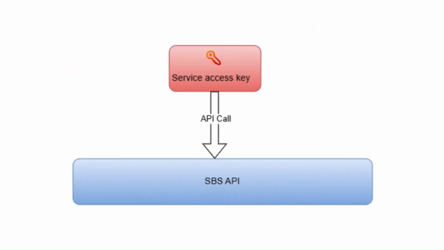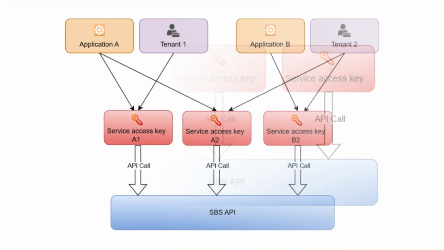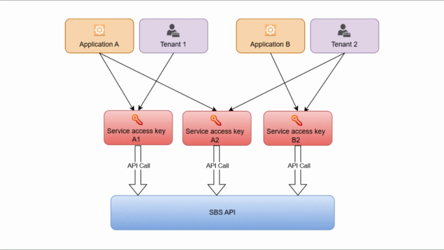To call an API, you typically need some form of authentication like a token or a service access key. SBS provides access to its APIs based on service access keys or tokens. Service access keys are suitable for use in back-end applications, while tokens are more appropriate for browser-based applications. A service access key uniquely identifies your application and your application's tenant to the API.